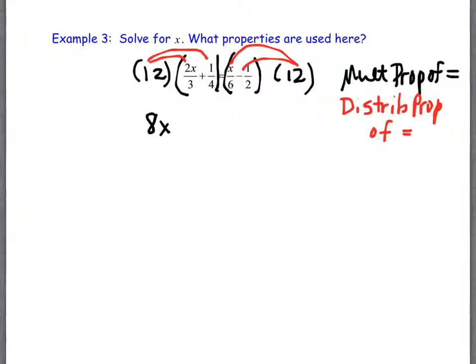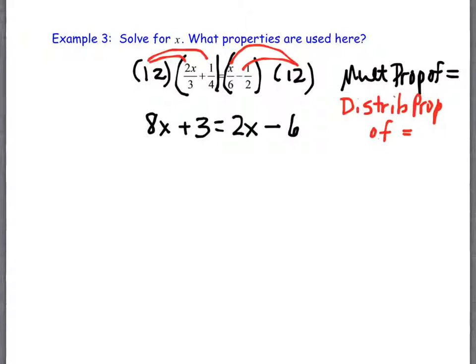How about the second one? What's 12 times 1/4? 3. Very good. How about the x over 6 times the 12? That's 2x. And then the 1/2 times the 12 would be -6. Great job, guys. All good? Okay, now what do you want to do?